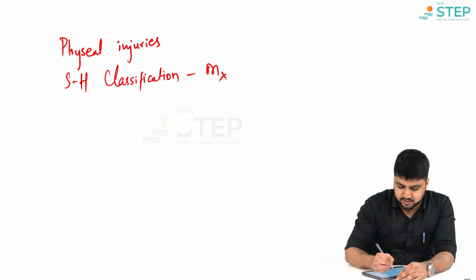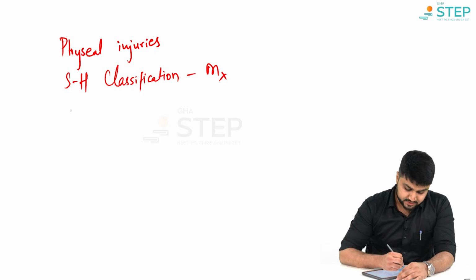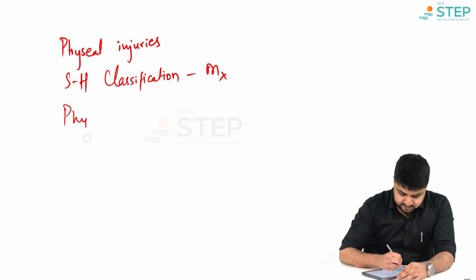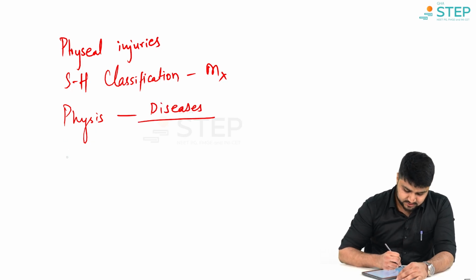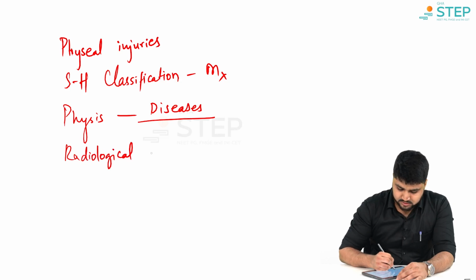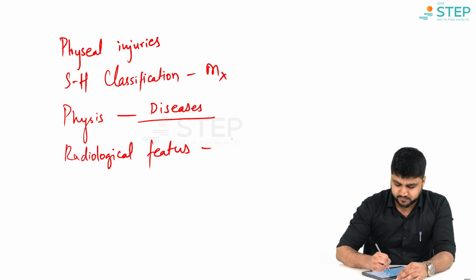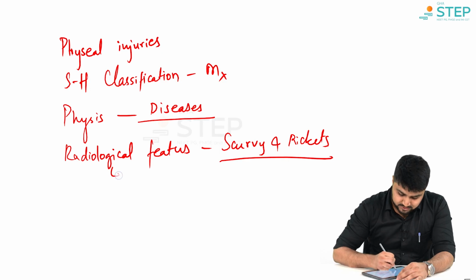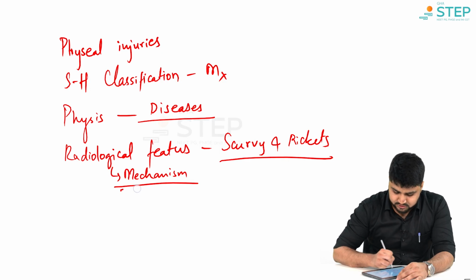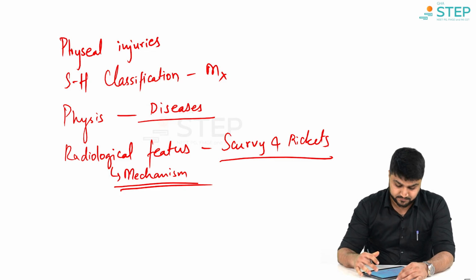In brief, we have also learnt about the management. Then we have learnt about the structure of the physis and the diseases that were associated with it, and the last thing that we have learned are the radiological features of scurvy and rickets. Not just the features, we have also learned the mechanism by which it occurs, which will ensure that you don't forget these findings.